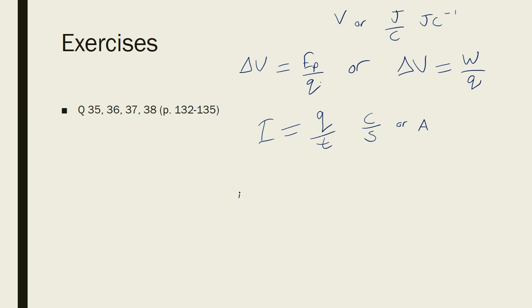Also, you need to know what resistance is. Resistance is the opposition to the flow of charge. The higher the resistance, the less flow. The lower the resistance, the higher the flow, higher current.